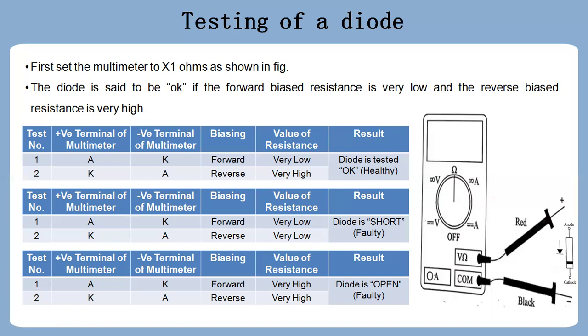So if we are getting a very low value in forward bias and a very high resistance in reverse bias, that means our diode is a healthy diode.